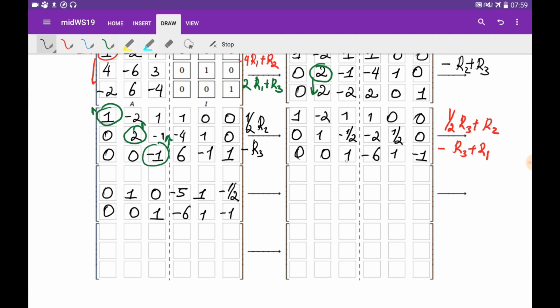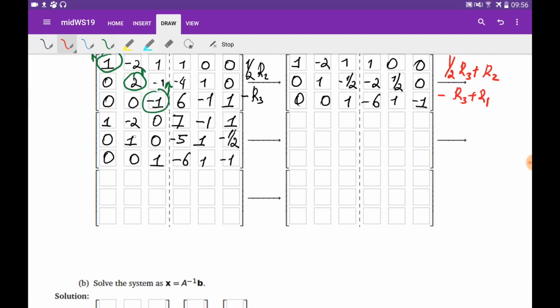If I multiply the third row by minus 1 and add this to the first one, we are going to obtain 1 minus t, 1, 0. So minus 6 plus 1... minus 6 multiplied by minus 1 plus 1 is going to be 7, minus 1, and 1.